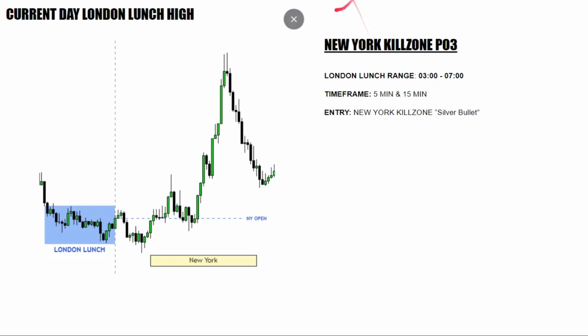For example, we got London, right? London tends to be, let's say, bearish, and then London tends to be a distribution time or session, right? For example, price is going lower like this. And then New York can either be a continuation of London or a reversal, right? So right now, I'll be showing you how to identify the reversal.